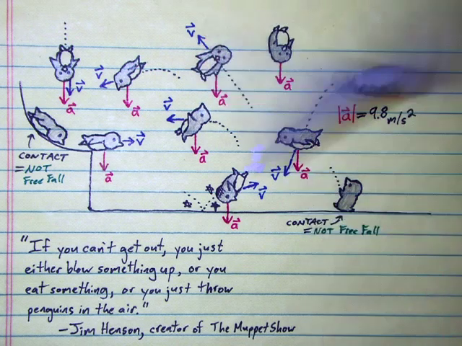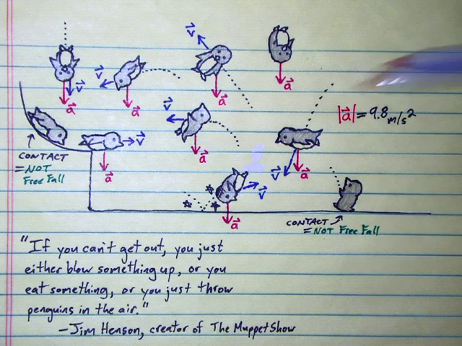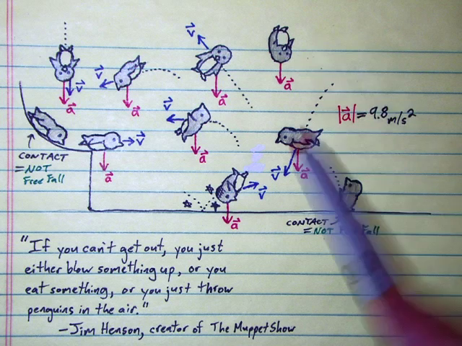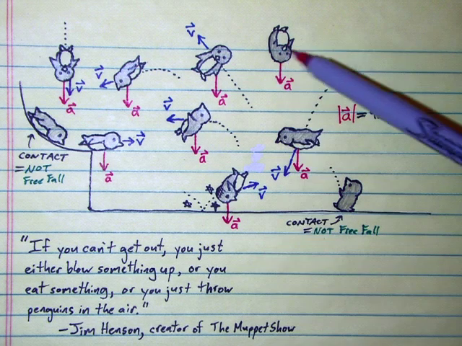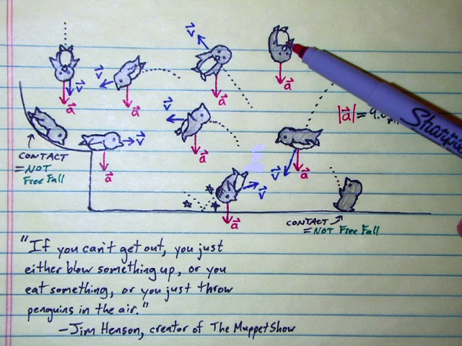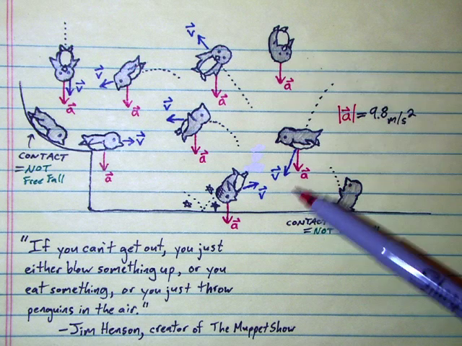Therefore, even though it's moving upwards, it's in free fall. I'm not sure what's up with this guy right here. His velocity is 0 at the moment. Maybe he was going straight up and we've caught him frozen in time just at the very top of his motion before he's about to fall back downwards.